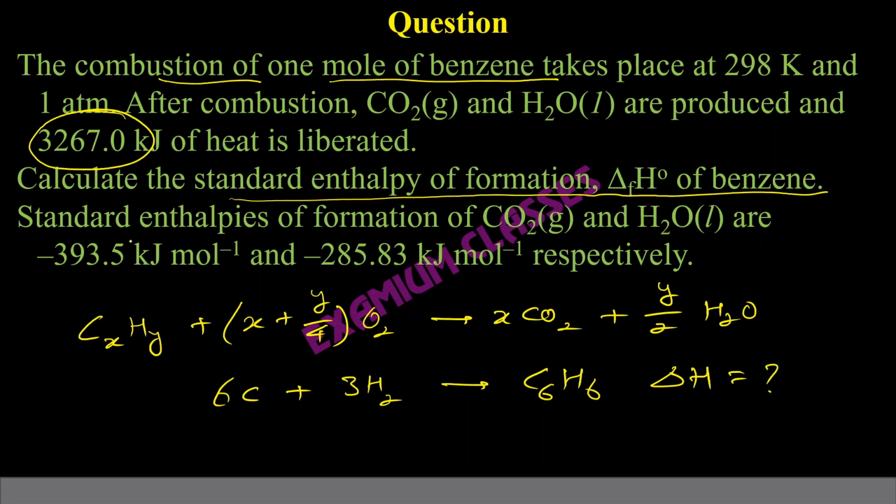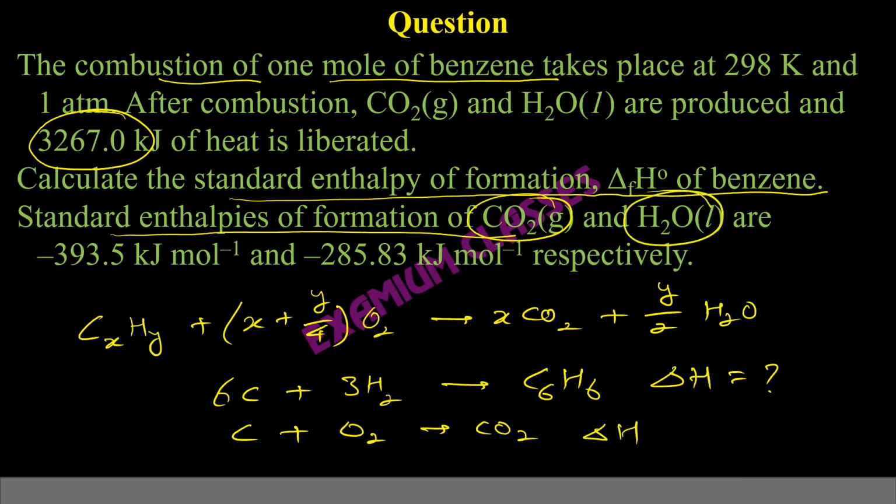Then something else is also given. Standard enthalpy of formation of CO2 is also given. So C plus O2 gives you CO2, 1 mole. This enthalpy is given. Then enthalpy of formation of H2O is given, meaning H2 plus half O2 gives you H2O. Because we are talking about enthalpy of formation, remember it has to be only 1 mole formed. So here you will not write 2H2 plus O2 gives you 2H2O. You will write H2 plus half O2 gives you just 1 mole of H2O. On the right hand side it has to be 1 mole produced.